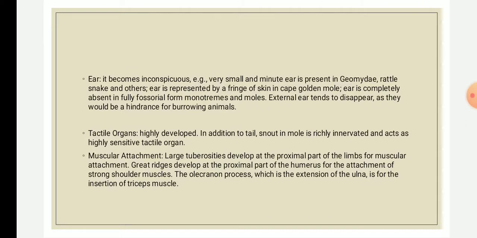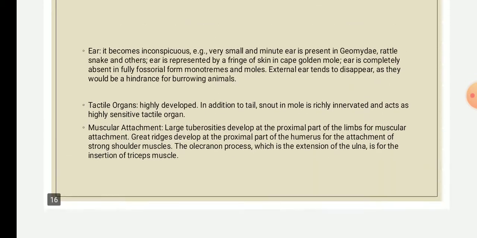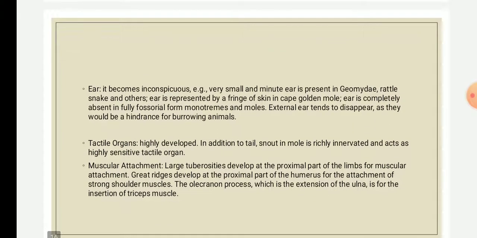The next point is the tactile organ. To compensate for the loss of audio-visual receptors, the tactile organs are very highly developed in fossorial organisms, and in addition to the tail, the snout in a mole is richly innervated and acts as a highly sensitive tactile organ. Okay, so this is about the physiological adaptations in cursorial and fossorial animals.